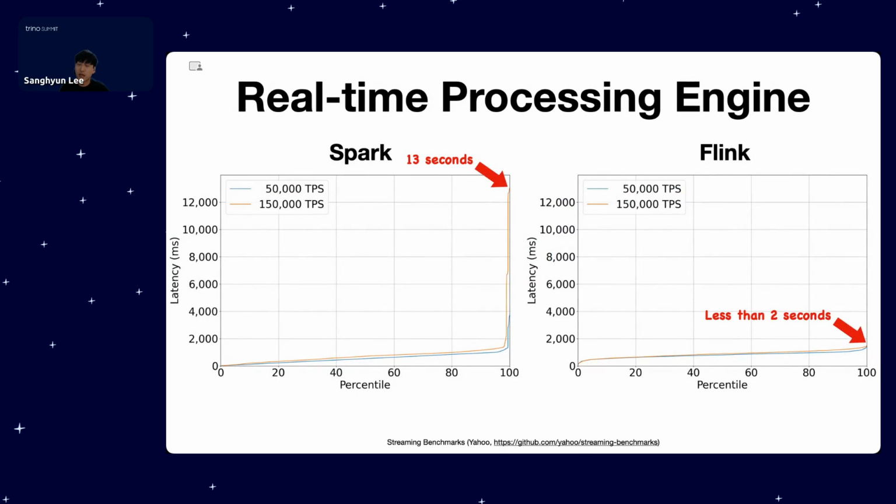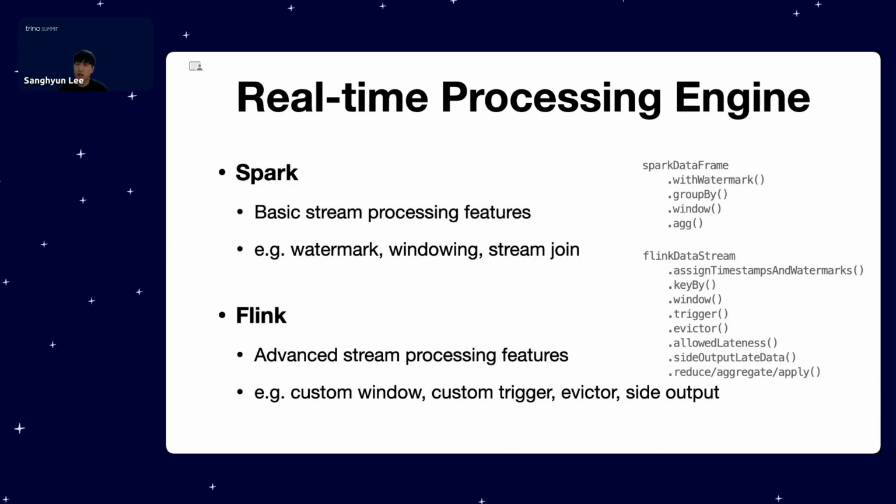Now, let's look at Yahoo's famous streaming benchmarks. The x-axis is the percentile of latency, and the y-axis is the latency value. The blue line is 50,000 TPS, and the orange line is 150,000 TPS. Flink on the right reliably provides low latency compared to Spark on the left. Additionally, Flink offers a number of stream processing features that Spark does not. The details are beyond the scope of this session, so let's move on.